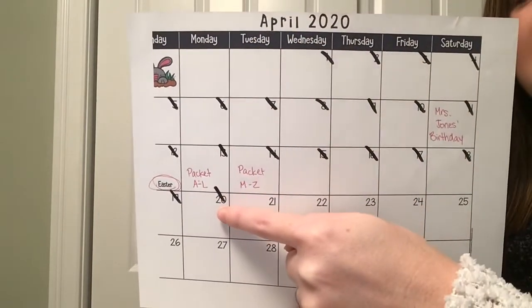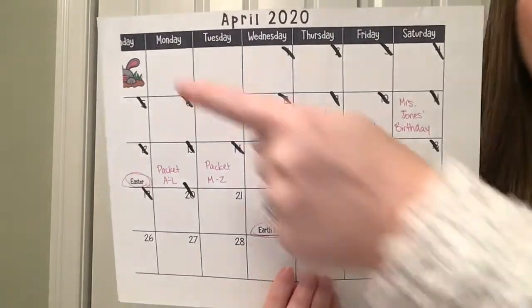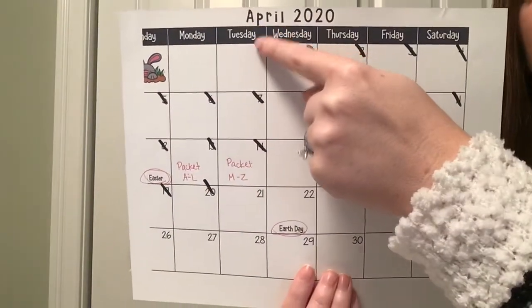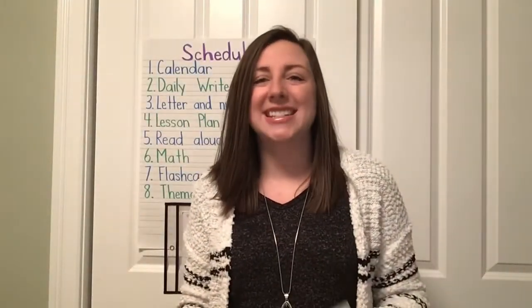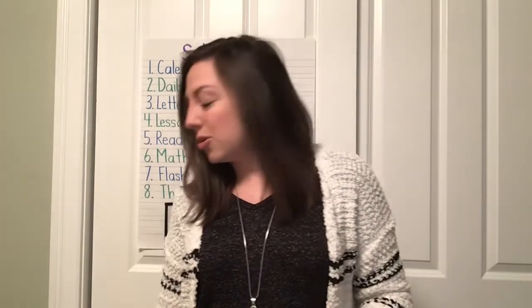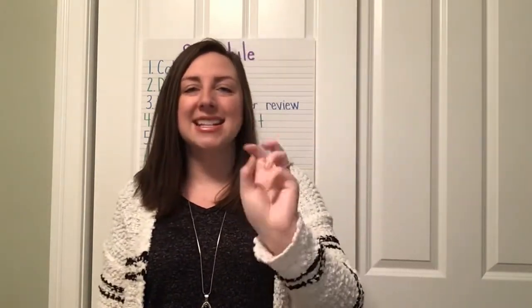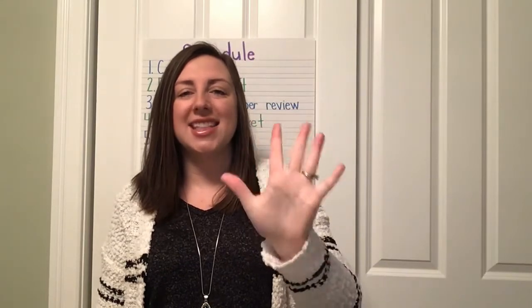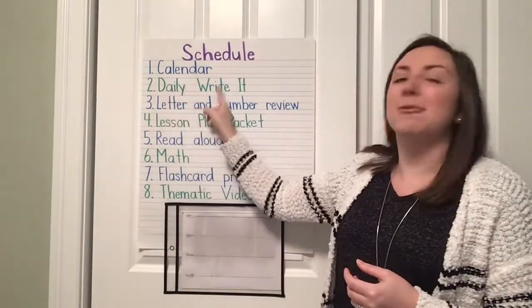Now let's say today's date in a complete sentence. Today is Monday, April 20th, 2020. Let's do our days of the week. Sunday, Monday, Tuesday, Wednesday, Thursday, Friday, Saturday. Awesome. Number two, our daily write it.